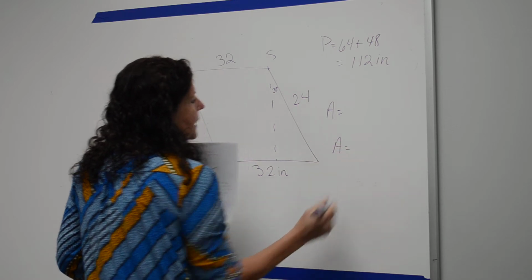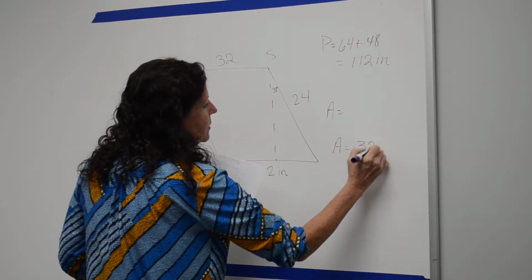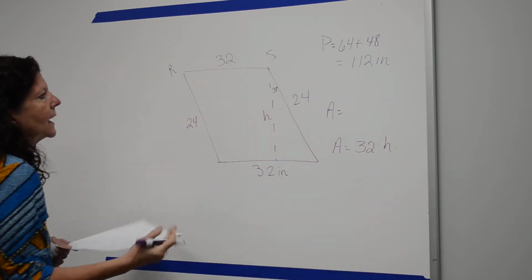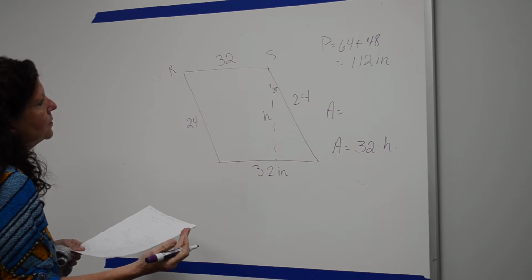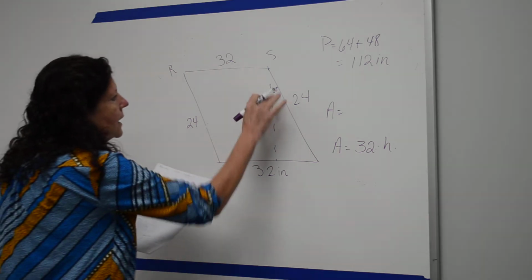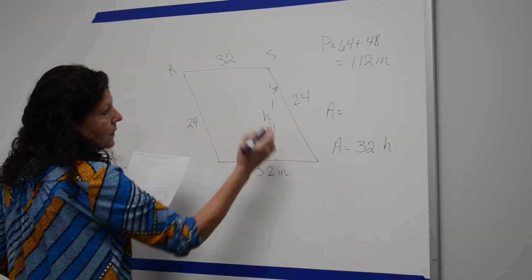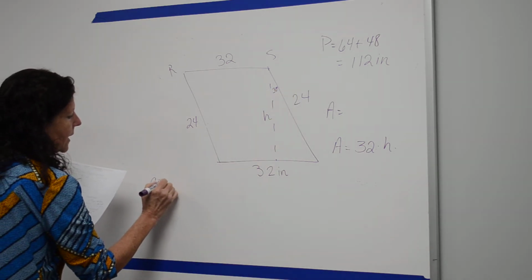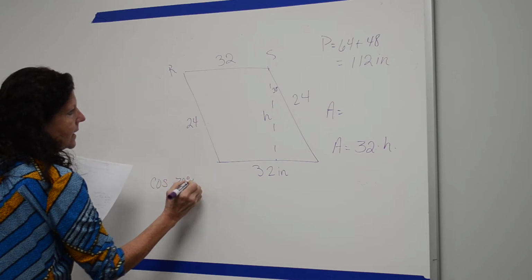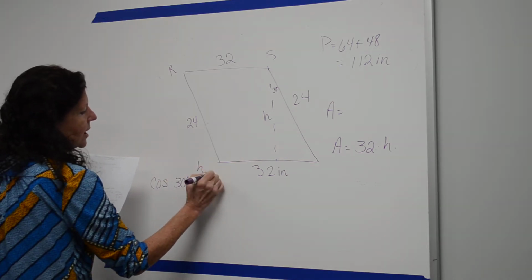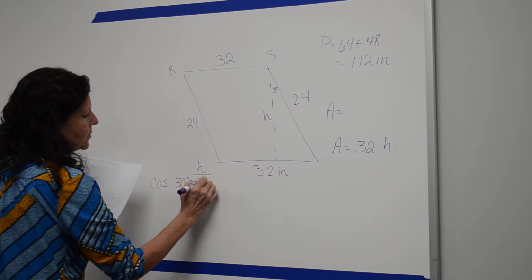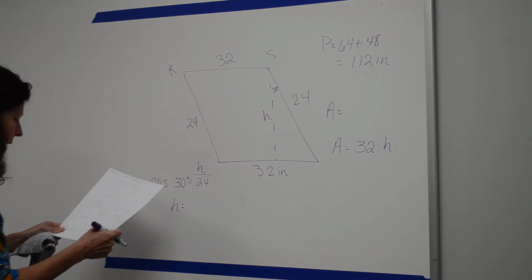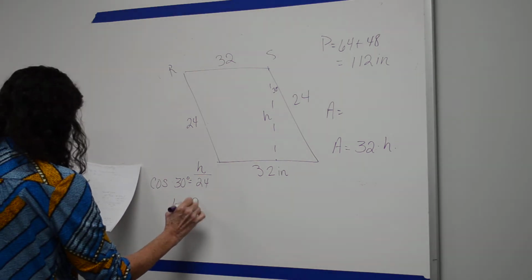The area is equal to the base, which is 32, times the height, which we don't know yet. So we've got to figure out the height. Again, if you wanted to, you could do it based on trig, and you could say, I know I'm looking for the adjacent, and I know the hypotenuse. So the cosine of 30 degrees is equal to h, adjacent over hypotenuse, which is 24. So h is equal to 24 times the cosine of 30, which is going to be 20.8.